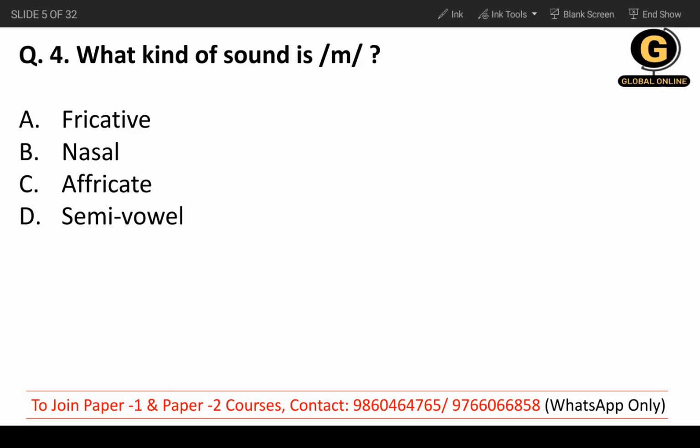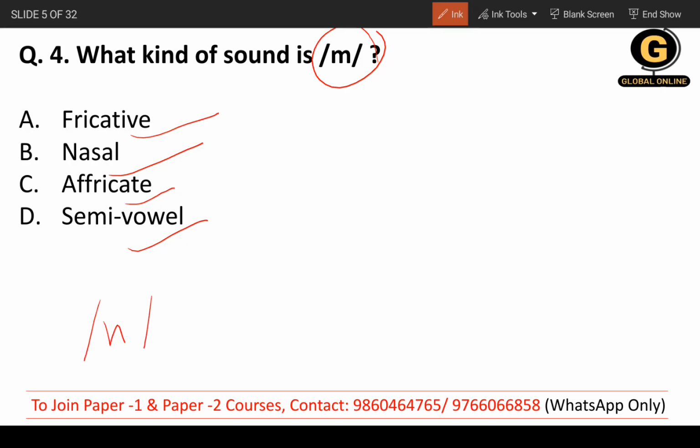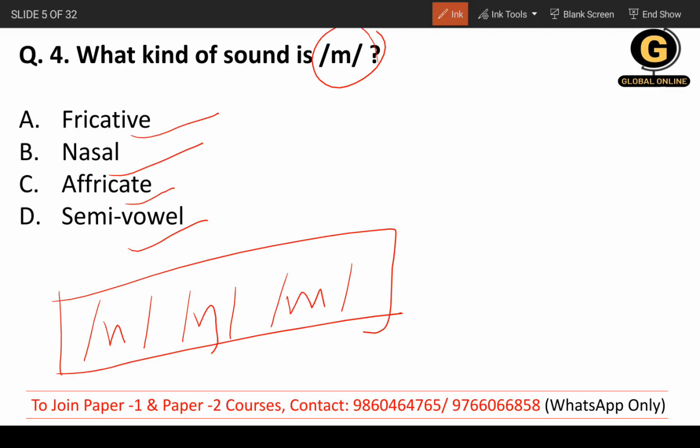Moving on to the next question, what kind of sound is M? Okay, this is a sound, of course, and you need to find out which kind of sound this is. Whether it's fricative, nasal, affricate or semi-vowel. So let me tell you, nasal is associated with sound N, sound NG and sound M. These three are very much related to nasal sound. What is nasal sound? Nasal sound basically produces sound through your nose.